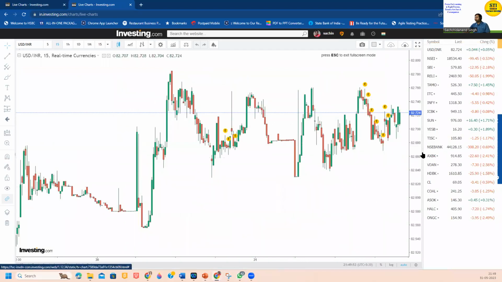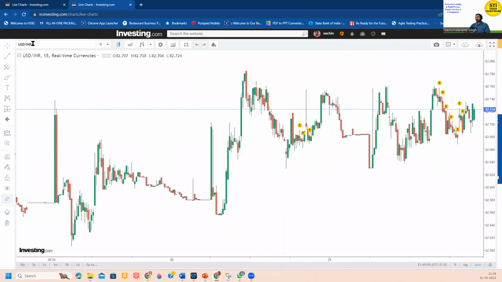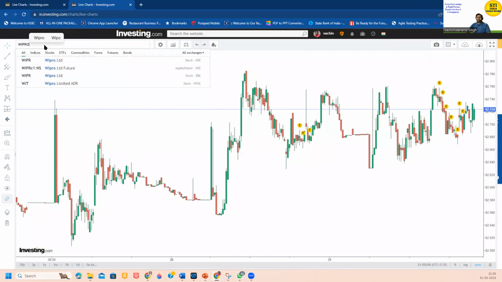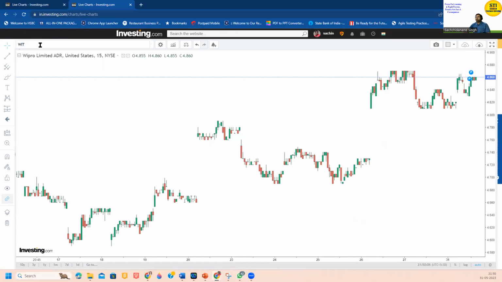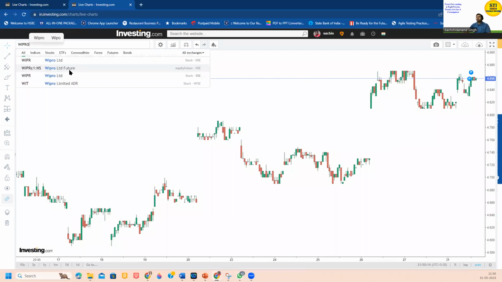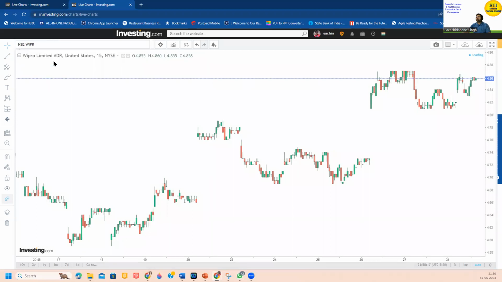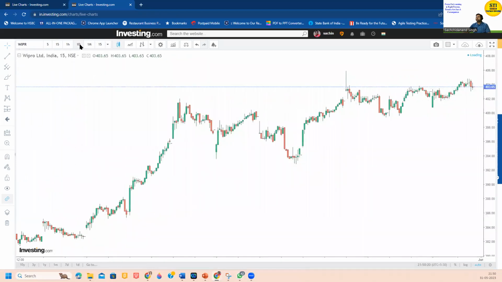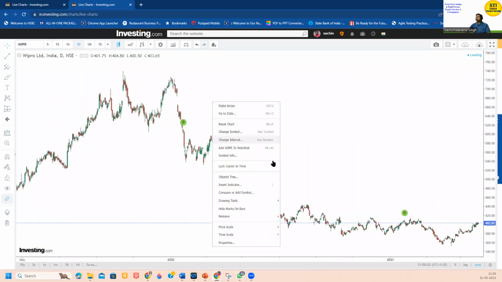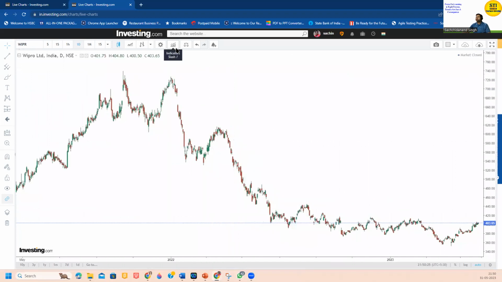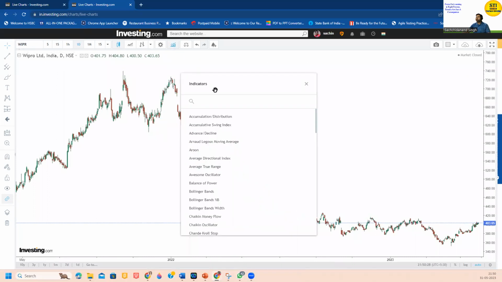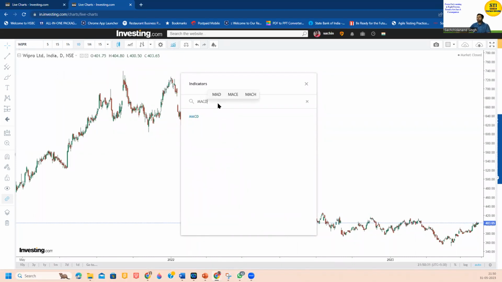Maybe I'll just bring it up for you so it will be more clear. Let me see any stock. Which one shall we see? Maybe Wipro. I think most of us are from IT. Not the one in the United States, we need Wipro, the India one, Wipro Limited. Okay, so let's see how to plot that one. Go to technical indicators, and here just type MACD.